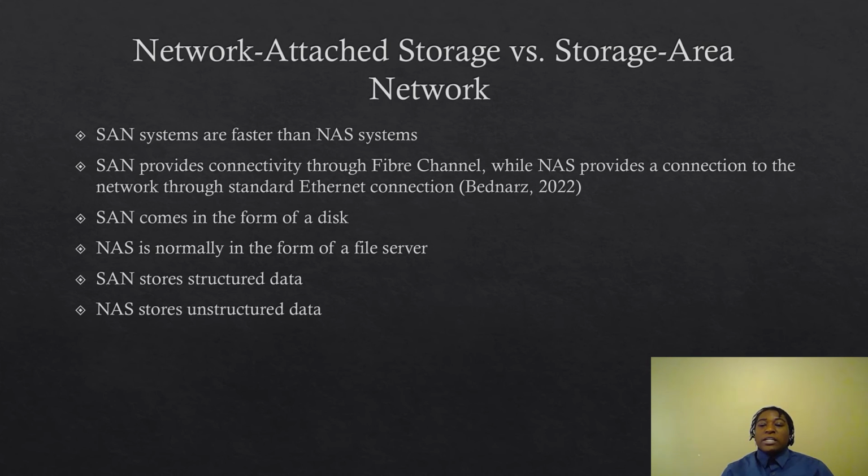Storage area network and network attached storage are both network-based storage solutions. A storage area network uses fiber channel connectivity, which differs from network attached storage, which uses Ethernet. Storage area networks normally come in the form of a disk, while network attached storage is normally in the form of a file server. Network attached storage stores unstructured data, such as videos and medical images. Storage area networks store structured data, such as databases.